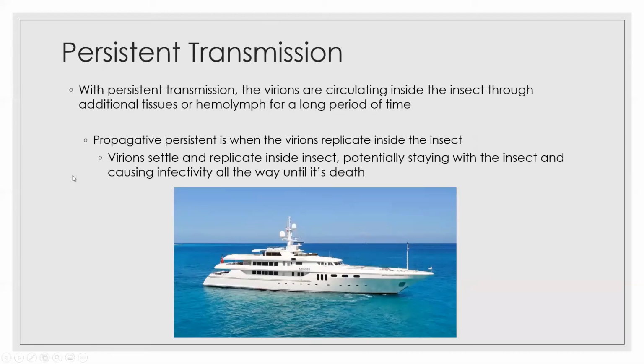Oh, persistent propagative. This is the golden ticket of being a virus. If you have this, you're basically set for life. Because if you're propagative persistent, you got access to not just the guts, maybe the hemolymph and other tissues. You're now replicating inside that insect as well. So it's kind of like a virus factory. And as long as that insect is alive, the virus is going to keep replicating, which means that potentially that insect's going to be able to cause that infection all the way until it dies.